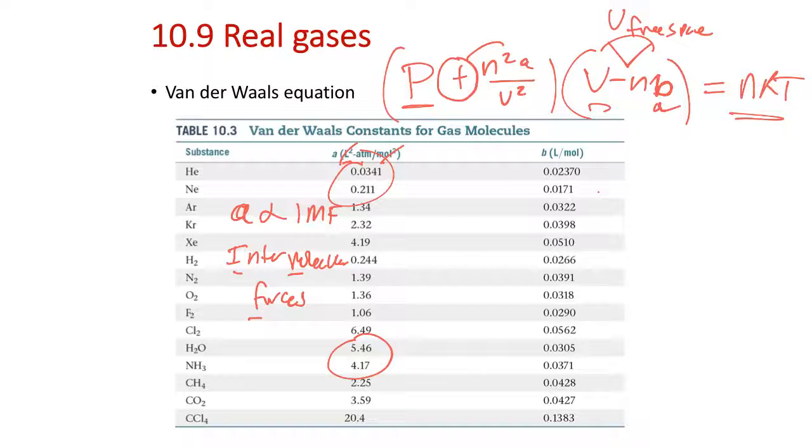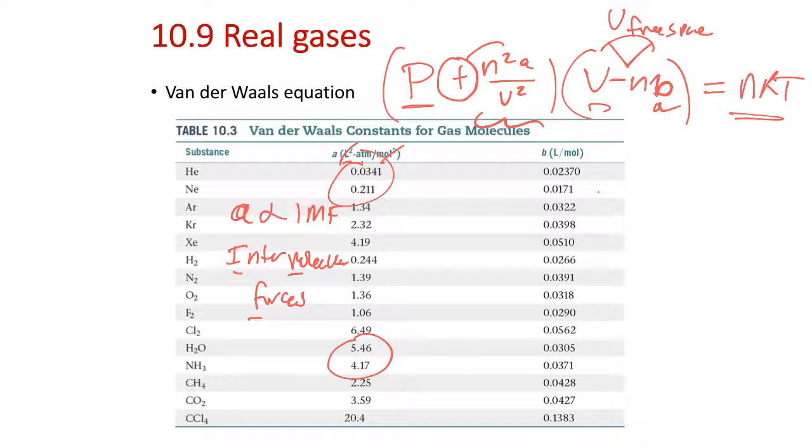Okay, so what the P plus n squared a divided by V squared is trying to correct for is the intermolecular forces. In a way, if you imagine a gas sample has particles stuck together, the plus n squared a divided by V squared is trying to re-add the pressure that's lost by molecules sticking together. We're losing pressure if the particles stick together in our gas mixture, compared to the ideal gas law.